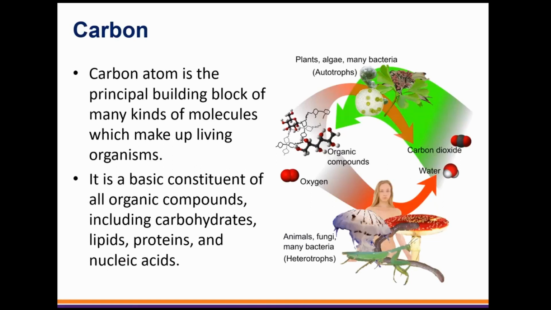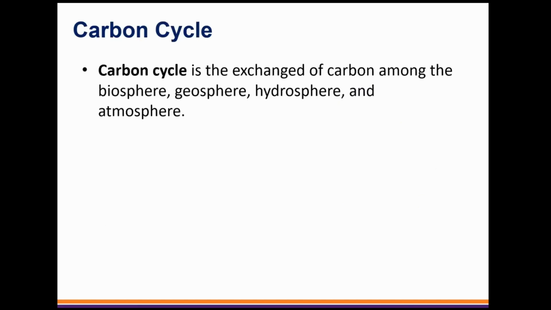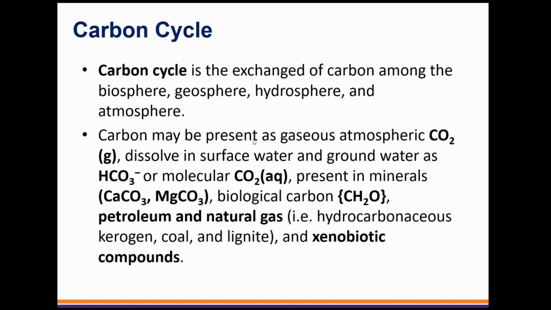What you can see from here basically is that the carbon cycle is very essential for the existence and survival of life. The carbon cycle is the exchange of carbon among the biosphere, geosphere, hydrosphere, and atmosphere. It can be present as atmospheric carbon dioxide, dissolved in surface water and groundwater as hydrogen carbonate or molecular carbon dioxide. It can be present in minerals as calcium carbonate or magnesium carbonate.